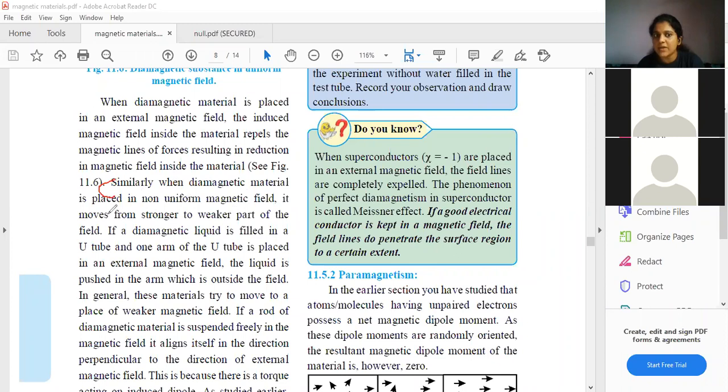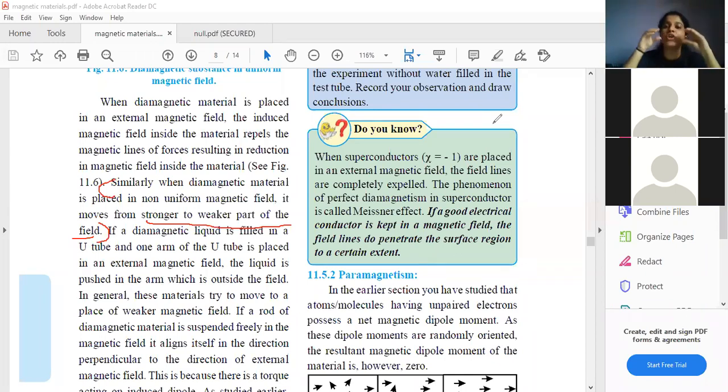When a diamagnetic material is placed in a non-uniform magnetic field, it moves from the stronger to the weaker part of the magnet, or the stronger to the weaker part of the field. This point is very important. Wherever the field strength is weak, okay, see, diamagnetic material opposes the external magnetic field. In simple language, diamagnetic material opposes the external magnetic field.